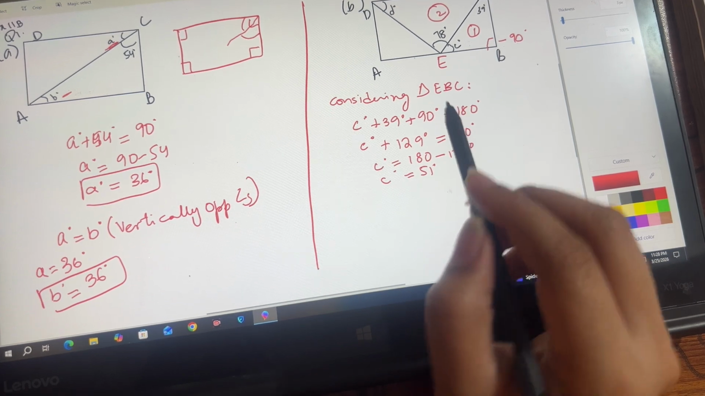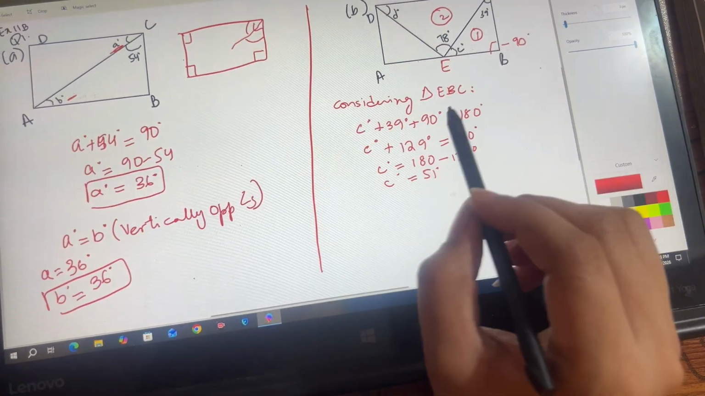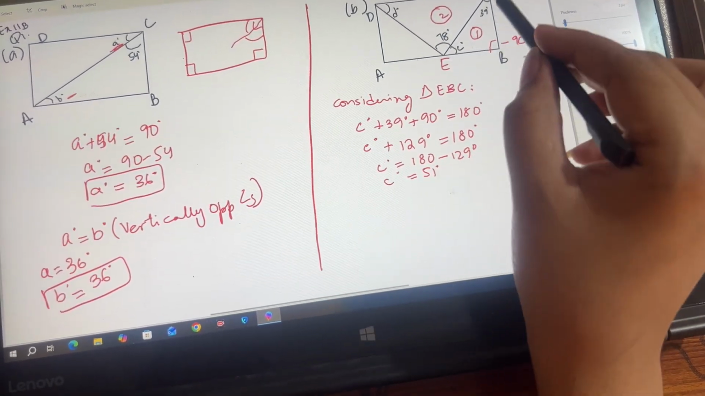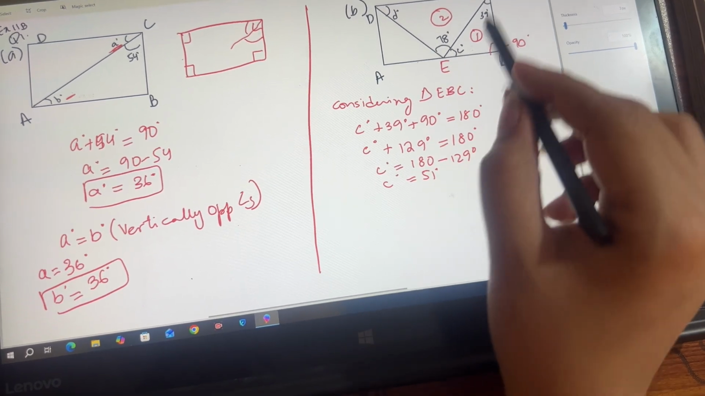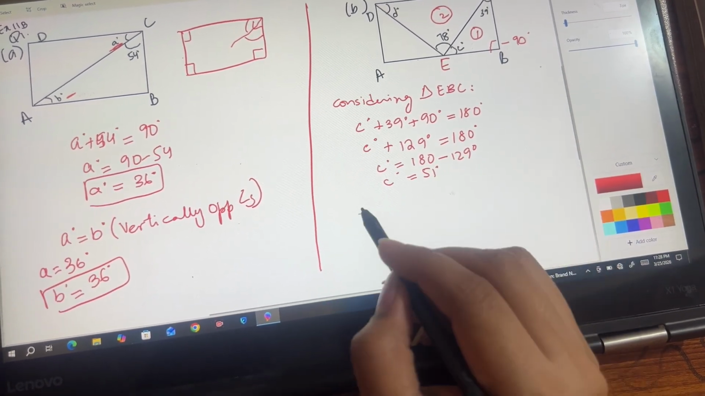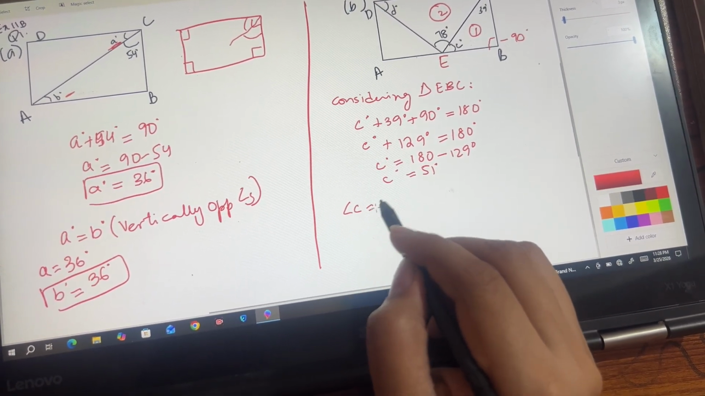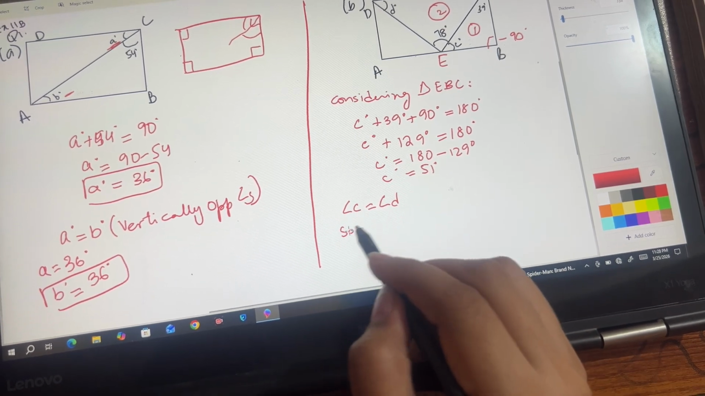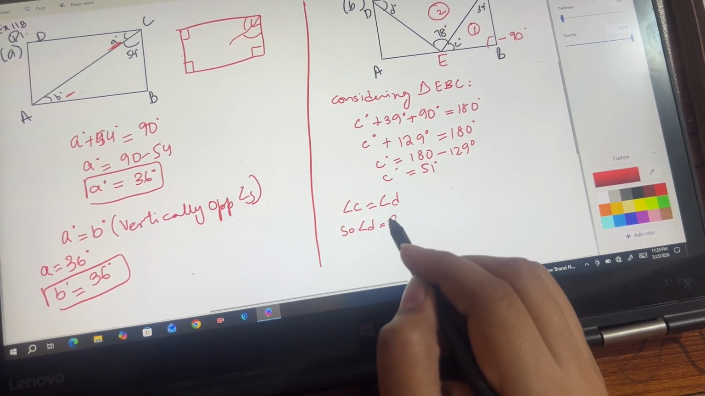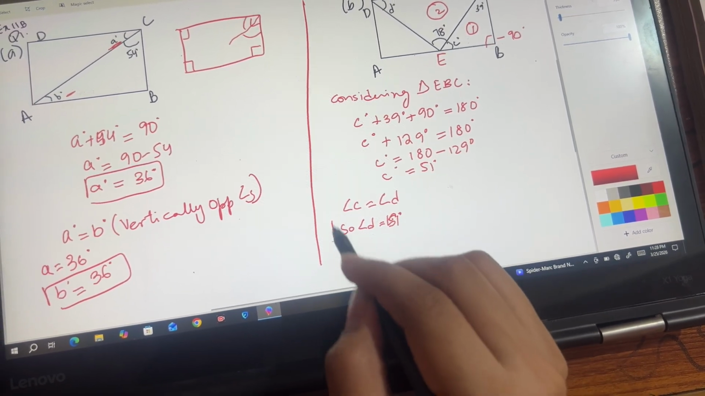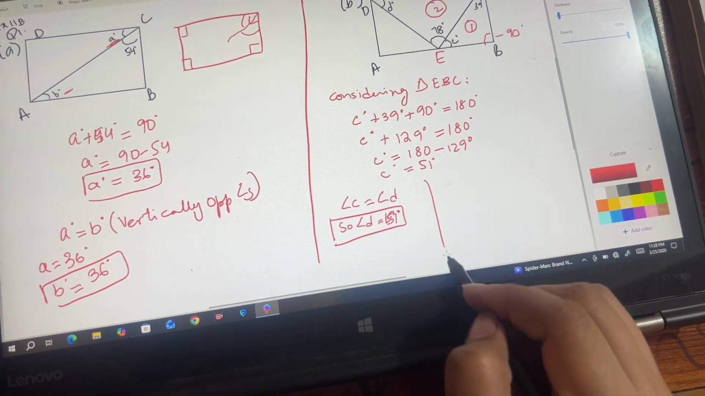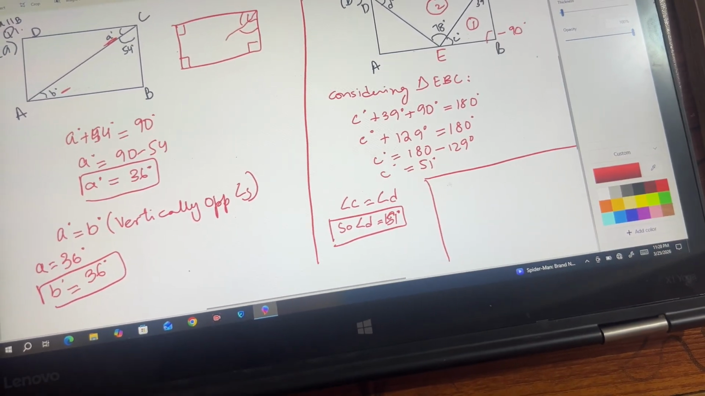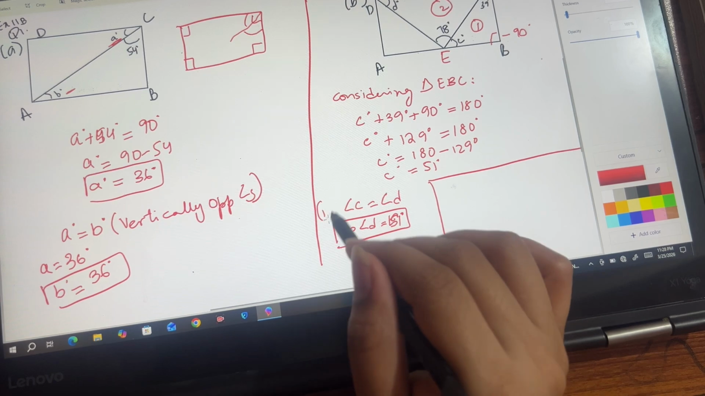Now if you see, this C and this D are vertically opposite angles. Why? Because two lines are cutting each other. They are vertically opposite angles. So you can directly write angle C is equals to angle D. So angle D equals to 51 degree. Okay, you can write this also, or if you want to do the whole solution, this can be done. This can be one solution.